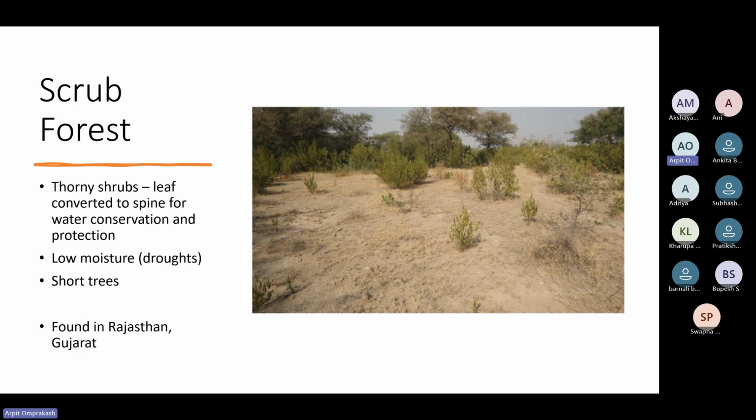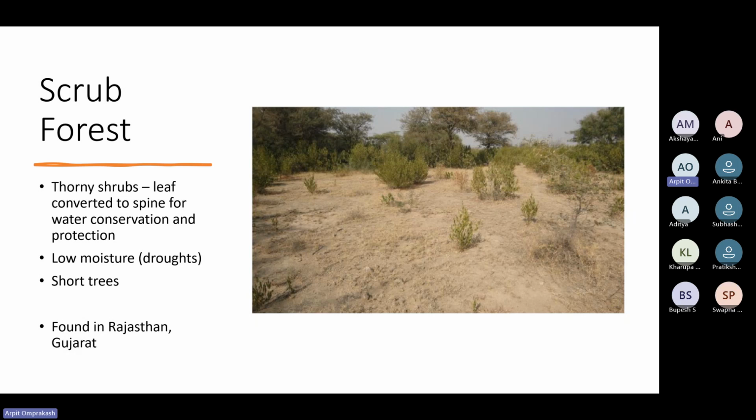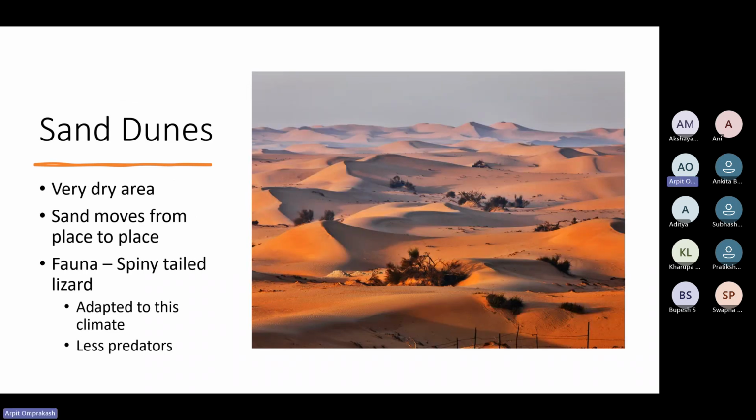So yeah, since these are shrubs, they are known as thorny shrubs, and they're generally found in Rajasthan and Gujarat, but we do have some scrub forests here near Bangalore.